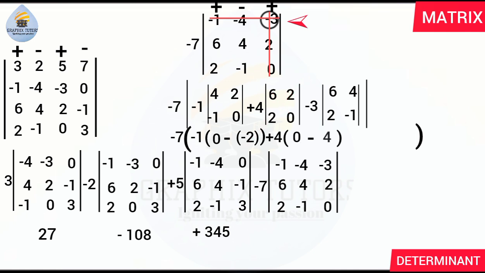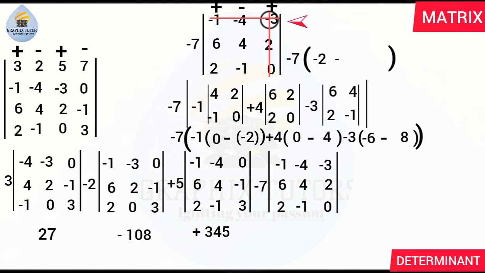4, right? Then we have minus 3, open bracket, put minus in between. Minus 1 times 6 will give you minus 6. 2 times 4 will give you what? 8. And when you do that, you will be left with minus 7, open bracket, 0 minus minus 2 is 0 plus 2, which is 2. 2 times minus 1 will give you minus 2. Then the next one is 0 minus 4 is minus 4. Minus 4 times plus 4 will give you what?